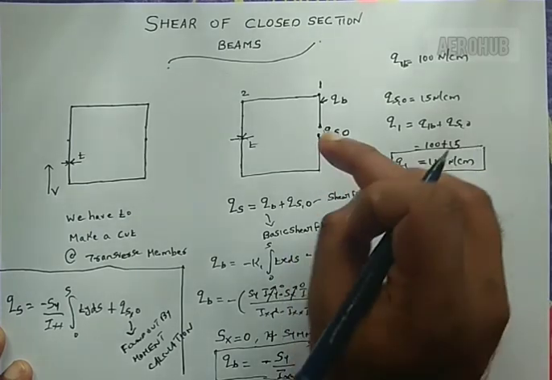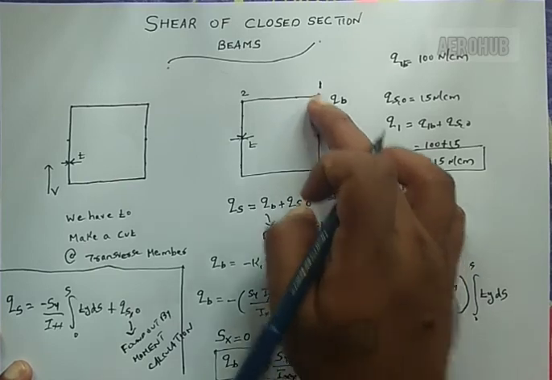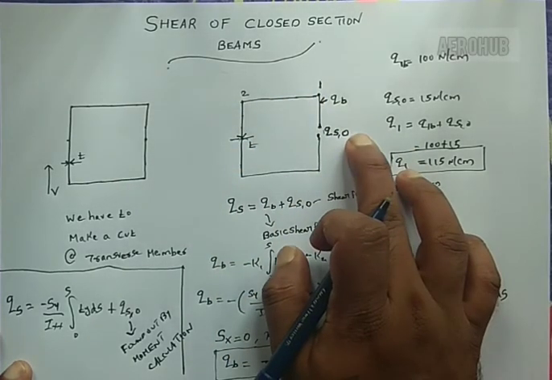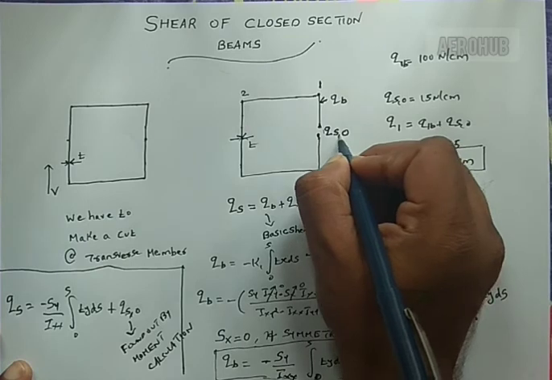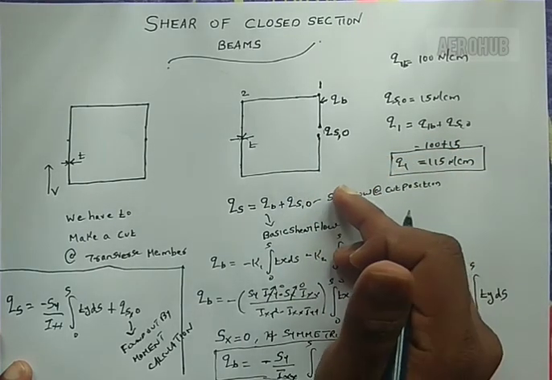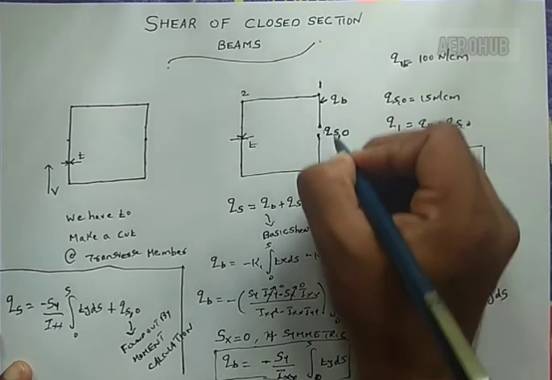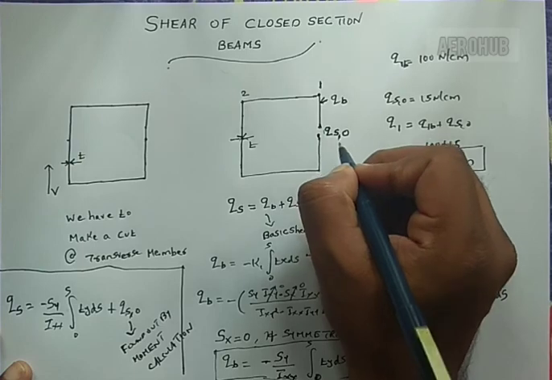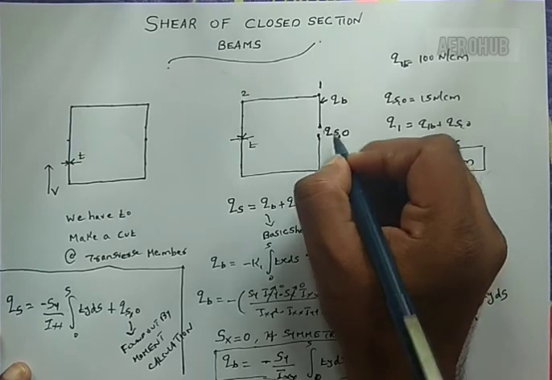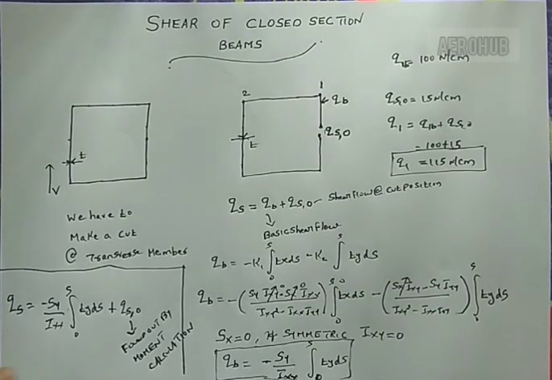That means we will make a cut and find the shear flow distribution for the entire section using the previous method. Then we will find the value of shear flow at the point of cut using the moment method. Then we will superimpose it, that is, we will add the Qs0 value to all the shear flow values in the section. Okay, that's all about this lecture.